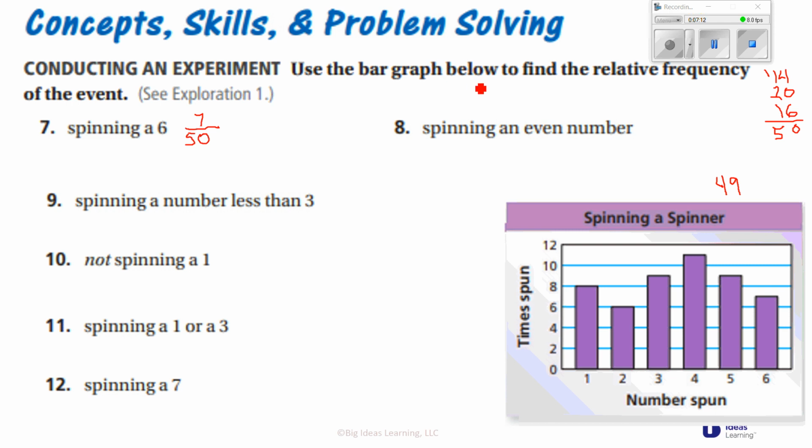Right? So I have to find the relative frequency. I got to take 7 and divide it by 50. Well, I could also just multiply the top and bottom by 2, right? And that tells me I'll have 14 over 100. And that tells me right there that it's going to be 14%.